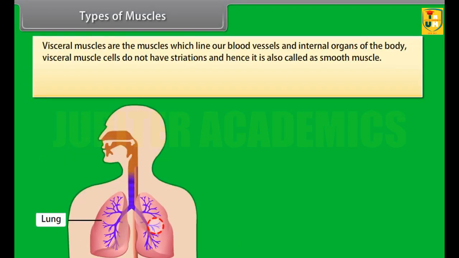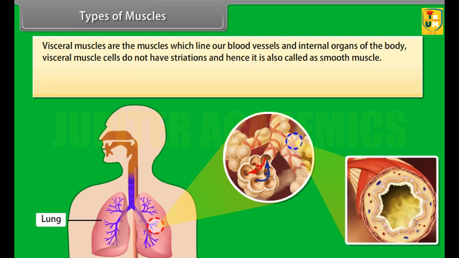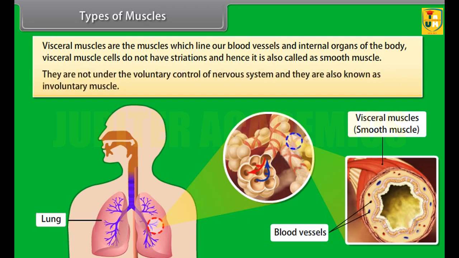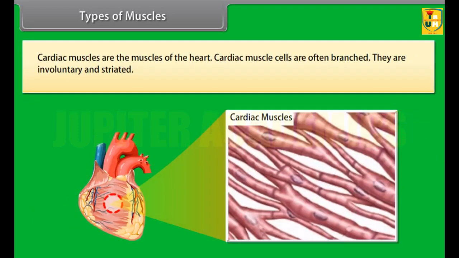Visceral muscles are the muscles which line our blood vessels and internal organs of the body. Visceral muscle cells do not have striations, and hence it is also called as smooth muscle. They are not under the voluntary control of nervous system, and they are also known as involuntary muscles. Cardiac muscles are the muscles of the heart. Cardiac muscle cells are often branched. They are involuntary and striated.